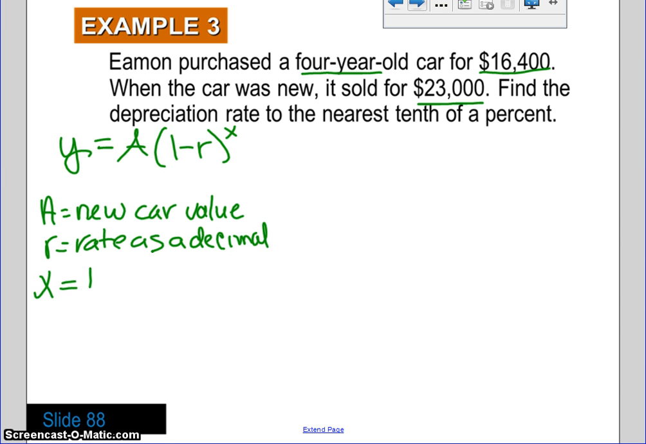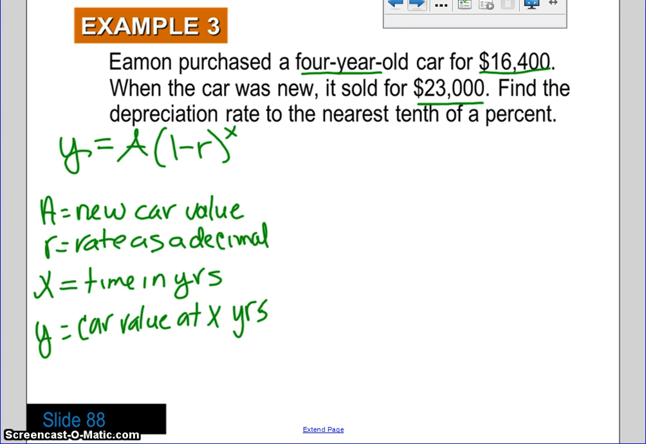My x is time in years. So that's been pretty consistent throughout the whole course. Y is the car value at x years. So if it were, say, 3 years old, x would be 3, and y would be how much the car is worth at 3 years old. So what we're going to do here for the next quite a few examples is go through them and plug in what we have into our formula and solve for what we don't have.